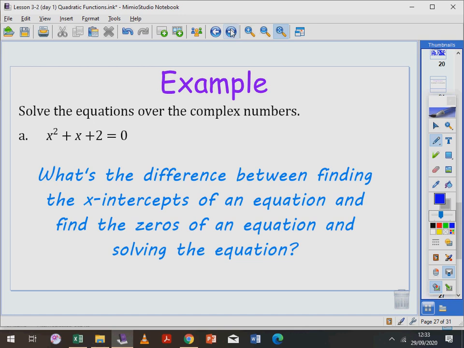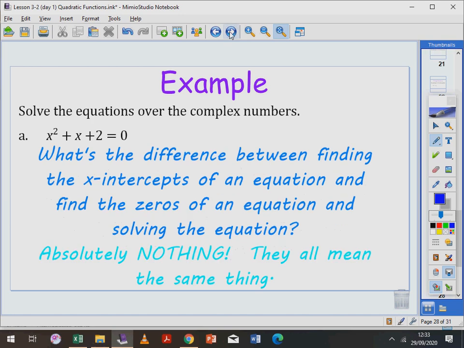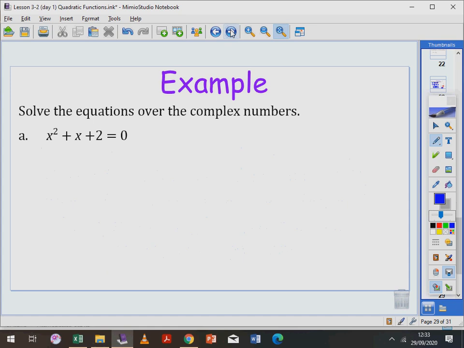So, question, what's the difference between finding the x-intercepts of an equation and finding the zeros of the same equation, or solving the equation? Well, think about that. You can pause and see your answer. See if you agree with this. It means the same thing, because finding the zeros are the x-intercepts. So finding the zeros and finding the x-intercepts is the same thing. We have already solved this equation. Should have used a different example, but you've seen how this equation is solved.